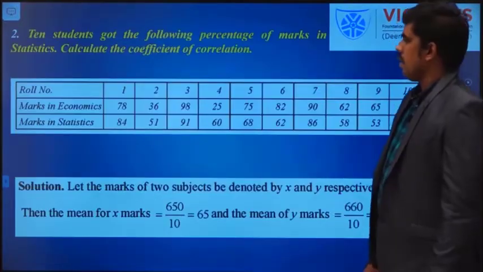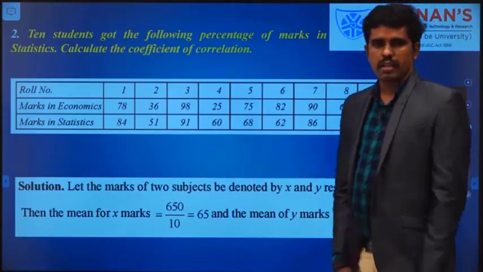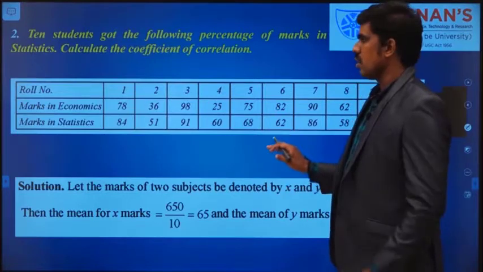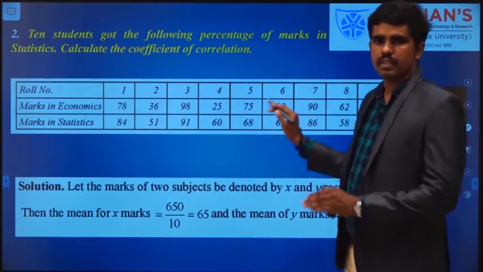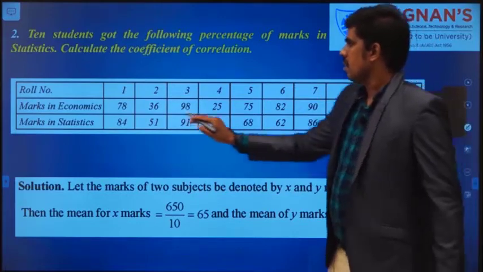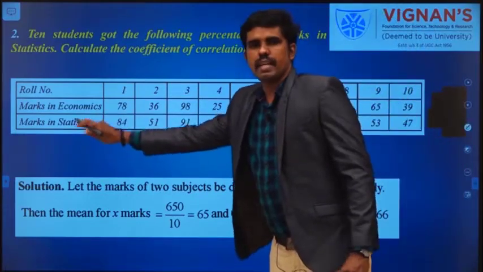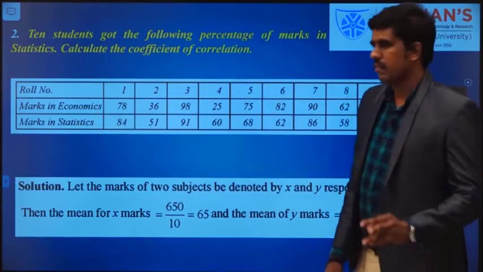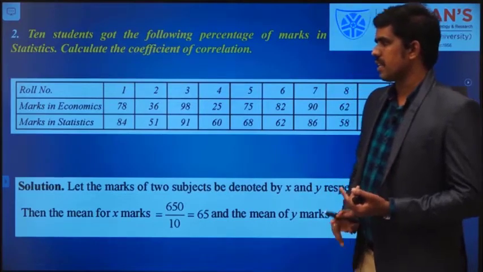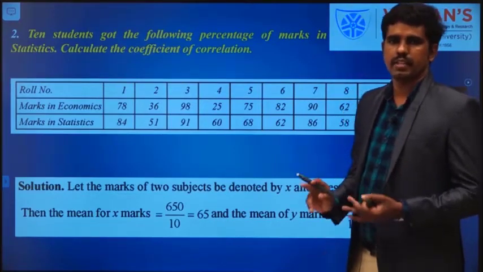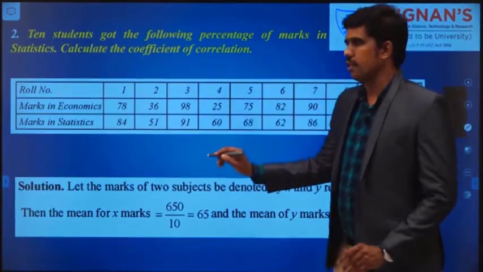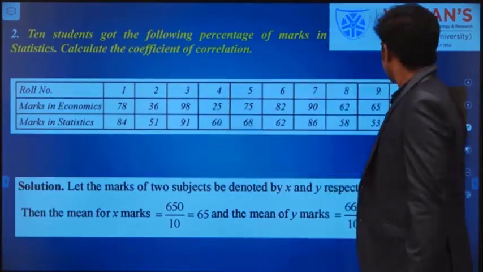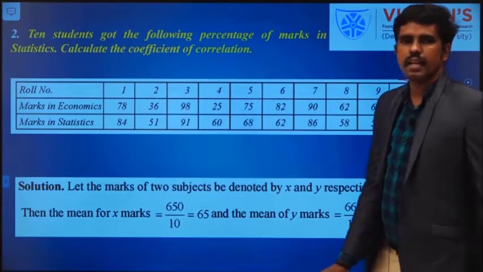Next, there are two variables given. Three rows are given. You see roll number 1, 2, 3, 4. That is not data. These two rows are data. What values are given to you? Marks in economics and marks in statistics. So in this data, two subjects' marks are given to you for 10 students.